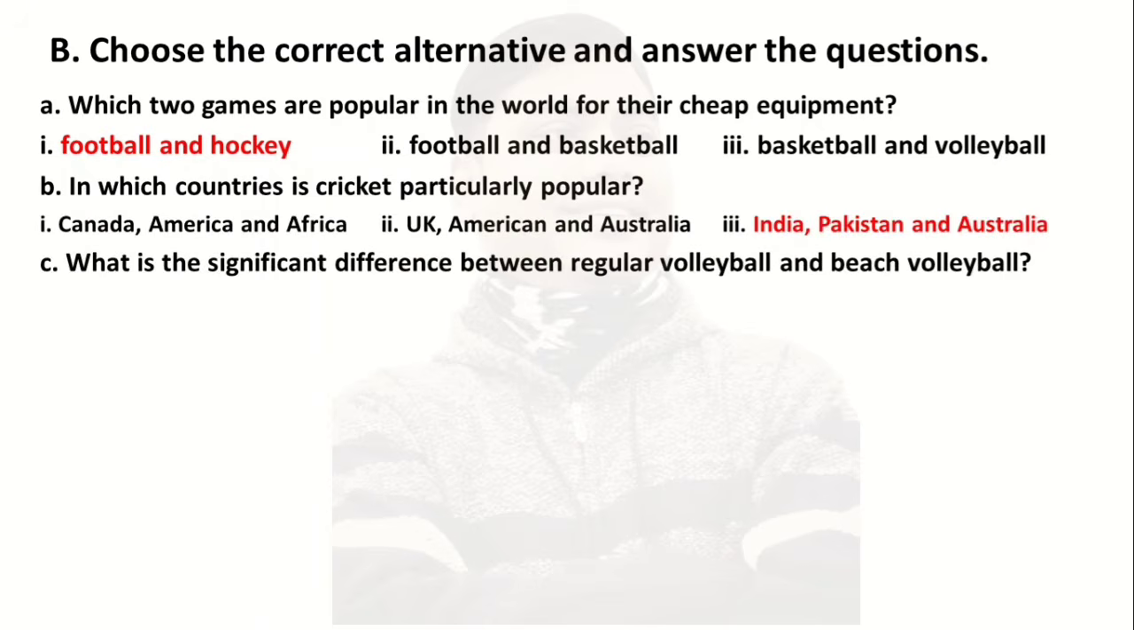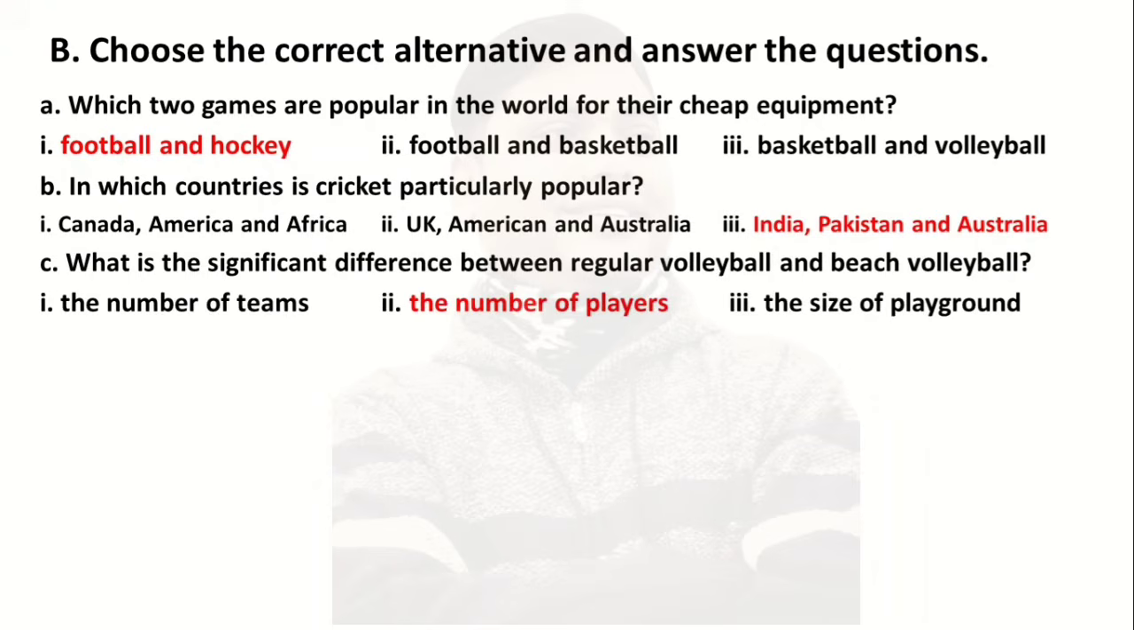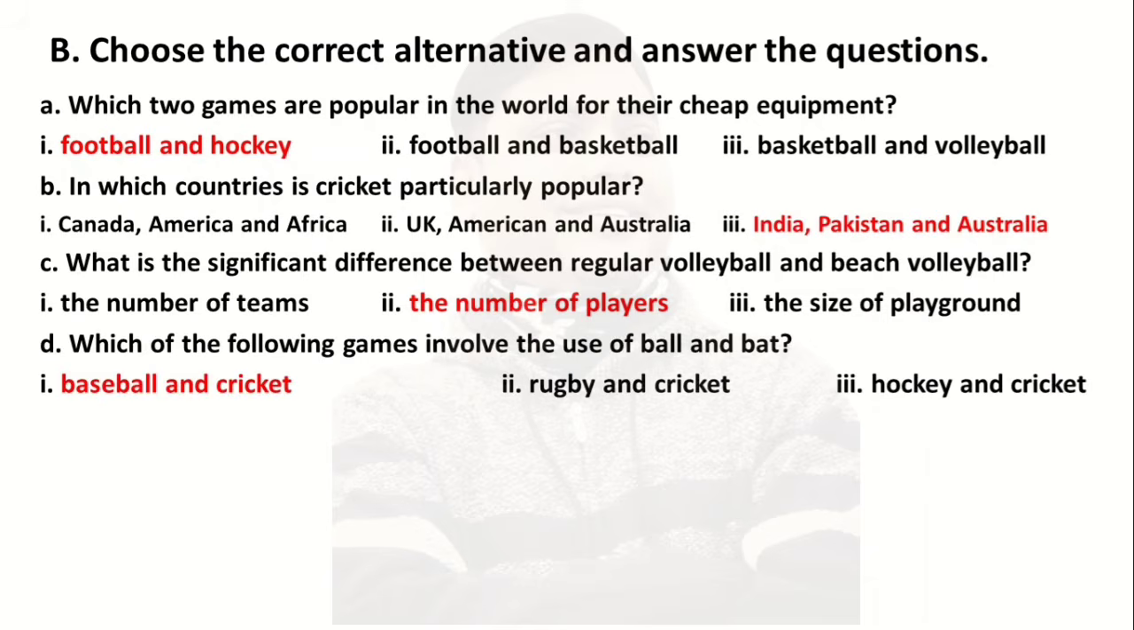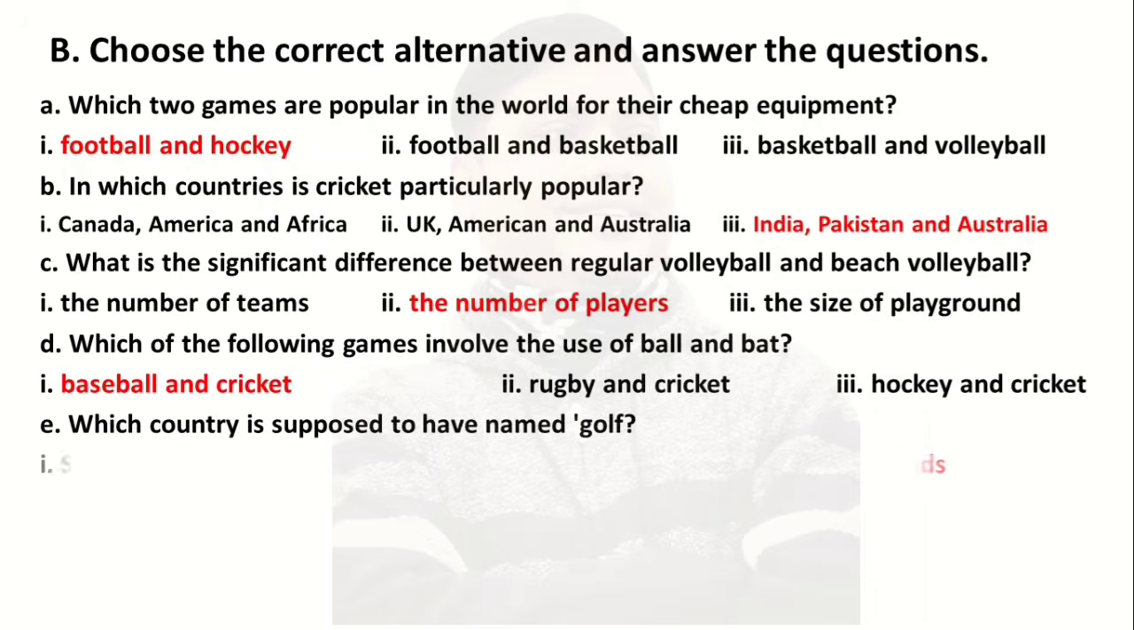C. What is the significant difference between regular volleyball and beach volleyball? It's the number of players. Which of the following games involve the use of ball and bat? It's baseball and cricket. Next, which country is supposed to have named golf? It's the Netherlands.